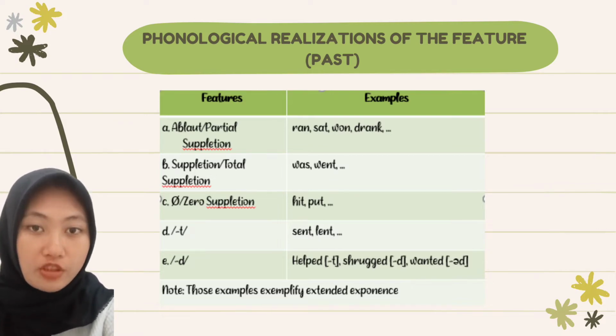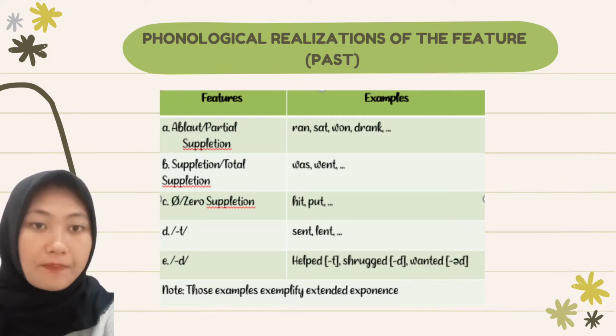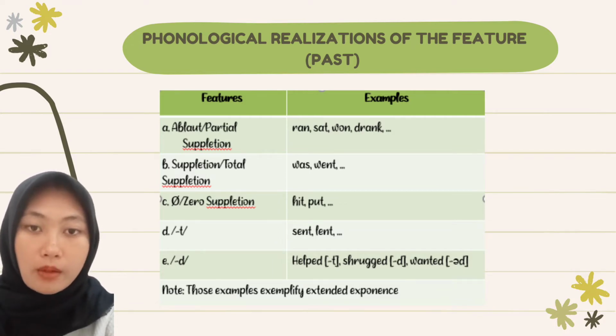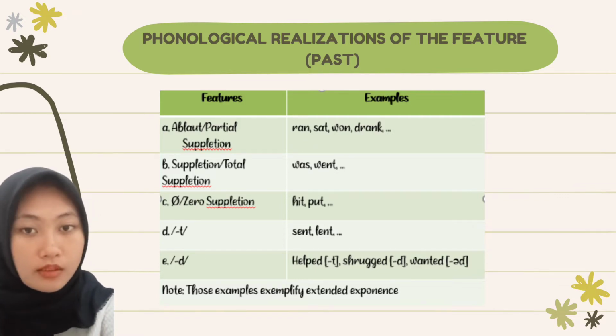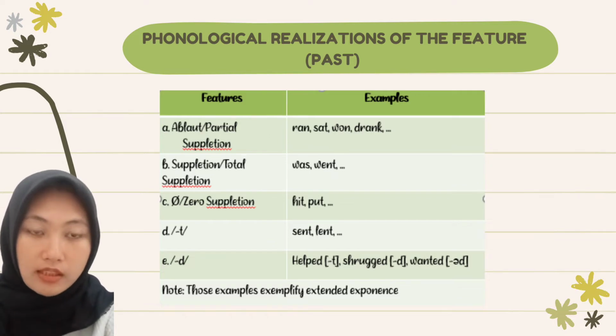There are five features. The first one is ablaut or partial suppletion, for example, like ran, sat, won, drank. And second, suppletion or total suppletion, for example, like was, went. And third, zero suppletion, for example, like hit, could. And the fourth is the, for example, like sent, lent. And the last, or the fifth, is the, for example, like help, shrugged, and wanted.